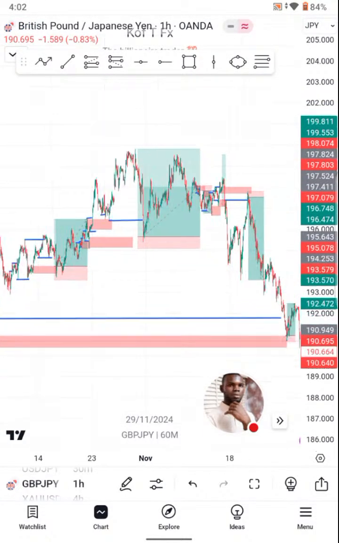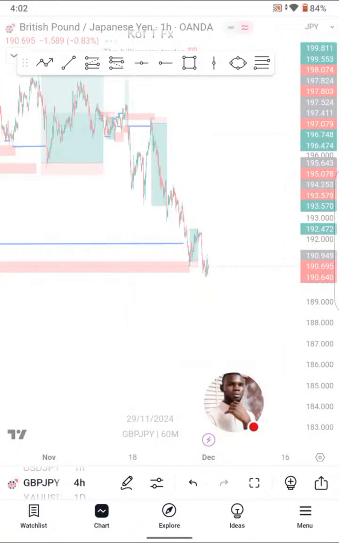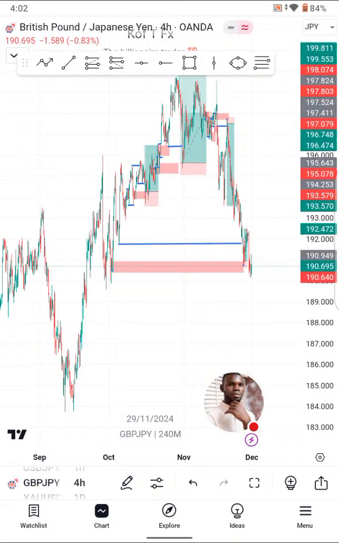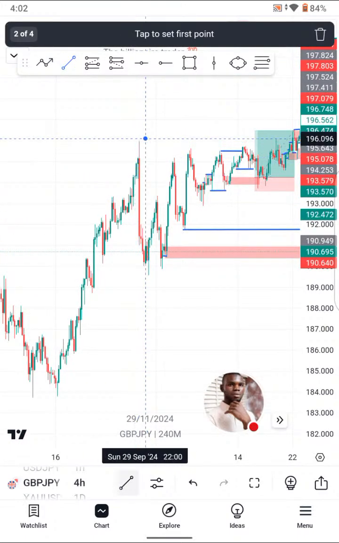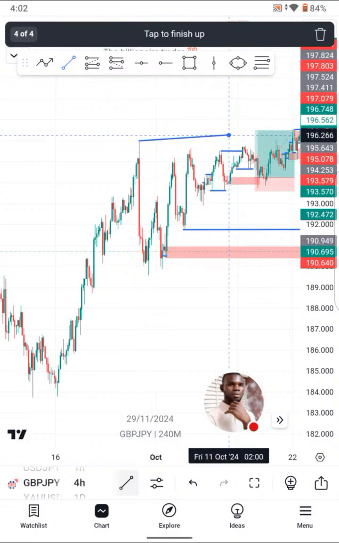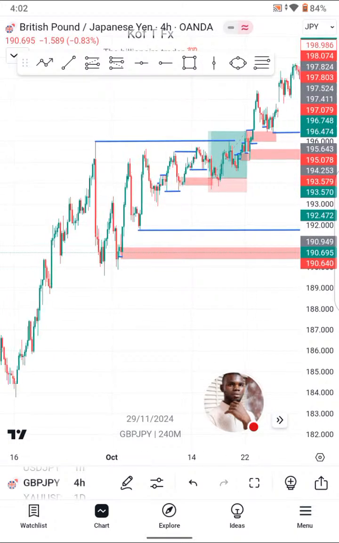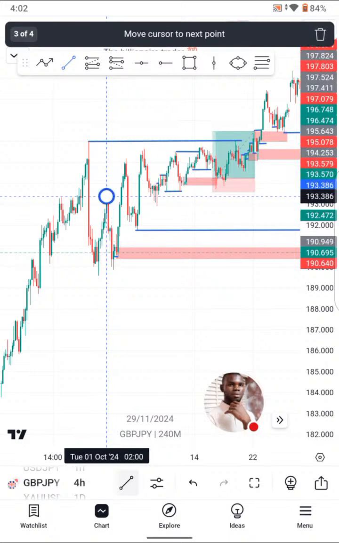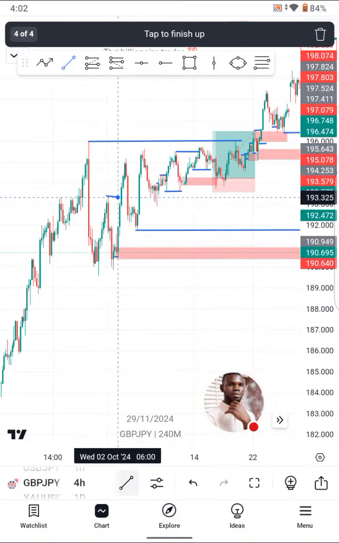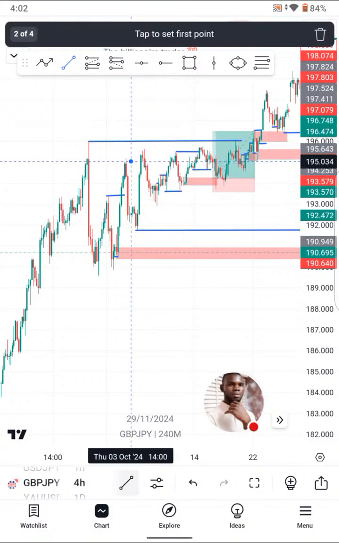For GBP JPY, following the same approach, there is this BOS here. That's the BOS. But within that BOS, we have these two structures, and we have these two. These are on the 4 hour time frame.